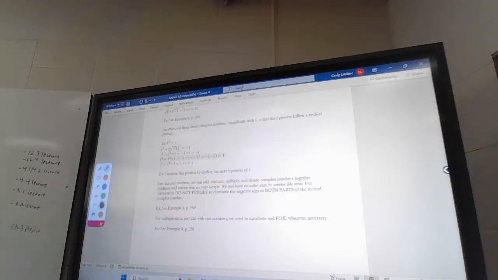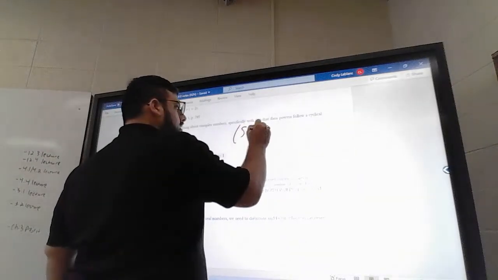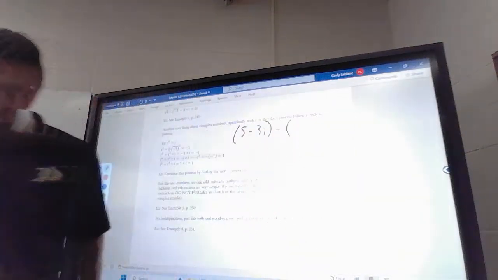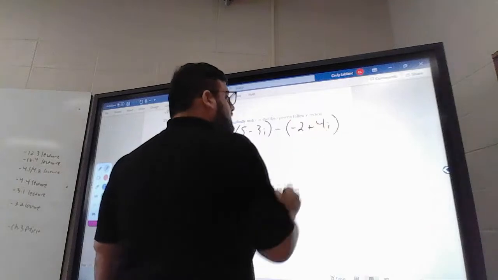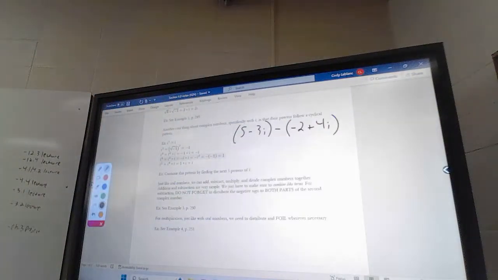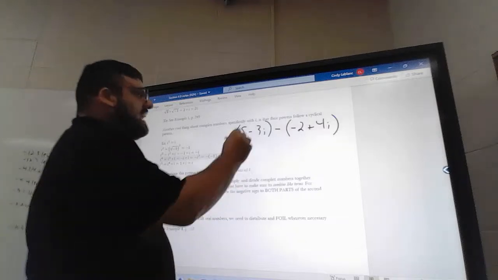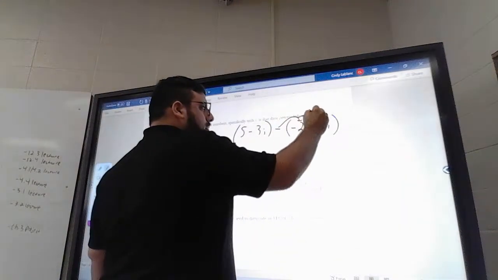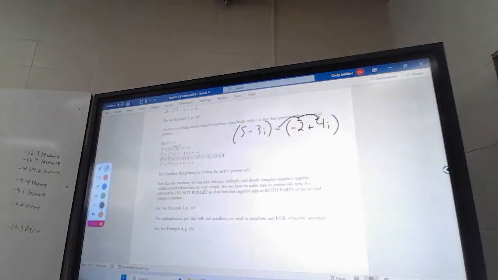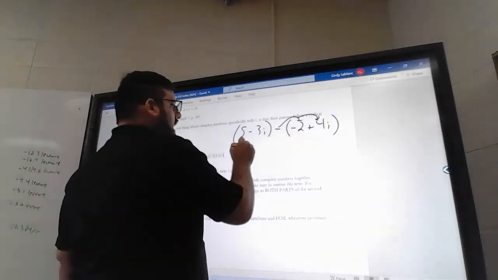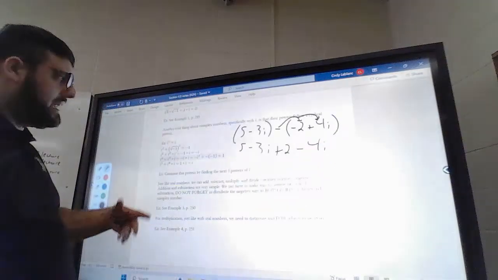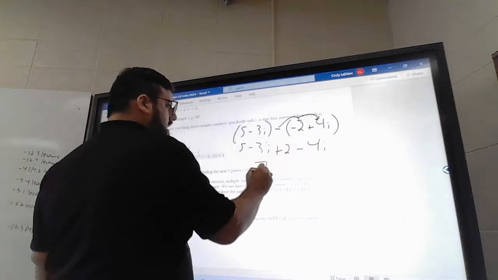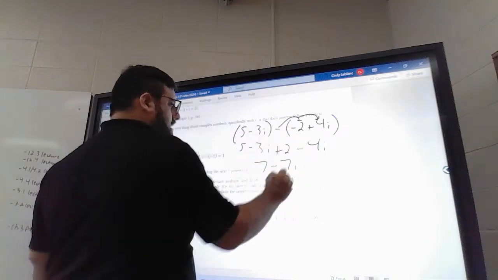Let's take 5 minus 3i, and let's subtract this time. Minus -2 plus 4i. Anytime that you're subtracting complex numbers, this is why the parentheses is important. You have to take that negative sign and distribute it to both parts of your complex number, because you're subtracting the real part and the imaginary part. So this becomes 5 minus 3i plus 2 minus 4i. And then, again, combine like terms. 5 plus 2 is 7. -3 minus 4 is -7i.